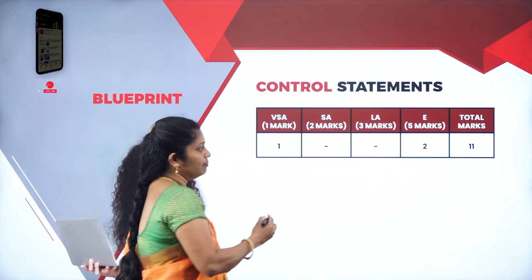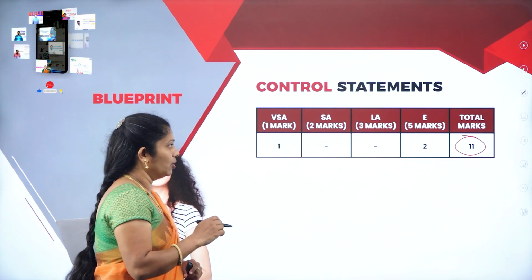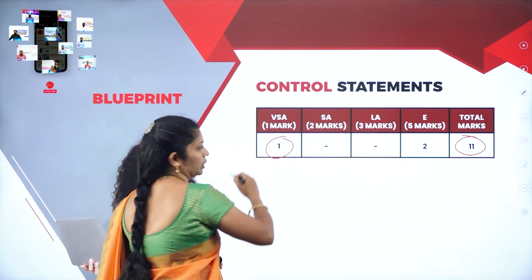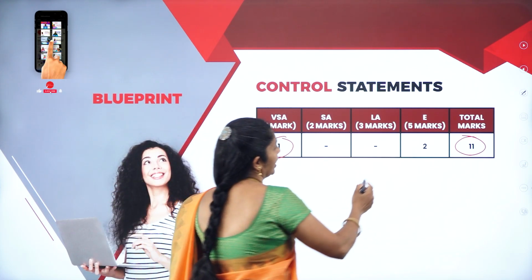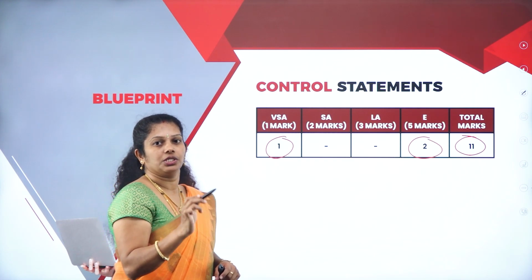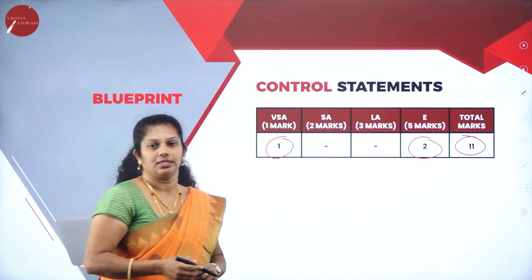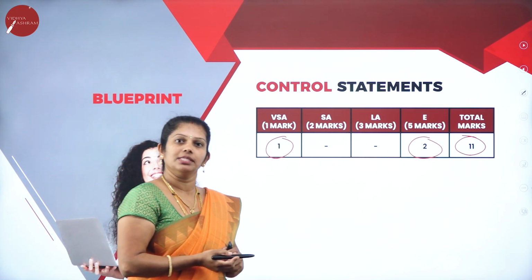In the annual exam, from this chapter, you will get 11 marks. Because in part A, you will get one question for 1 mark, as well as in part D, you will get 2 questions. Because each question carries 5 marks there, totally here 10 marks, here 1 mark, then finally 11 marks you will get from this chapter.